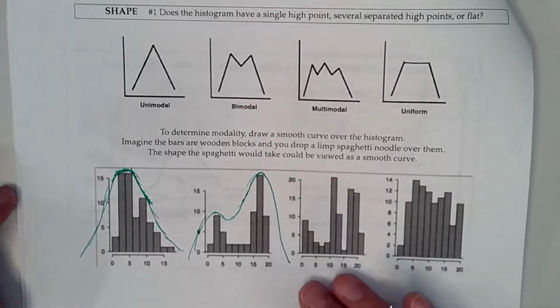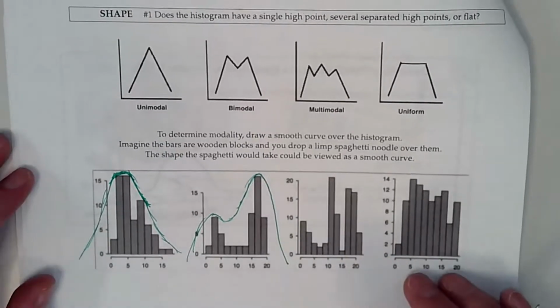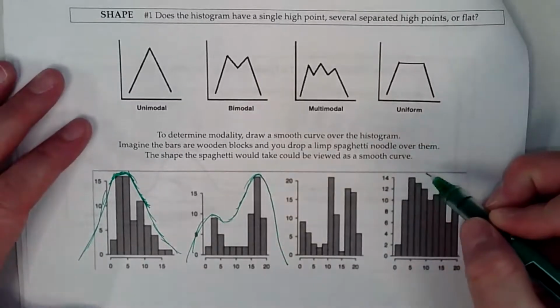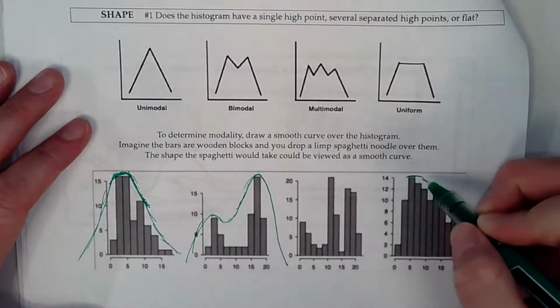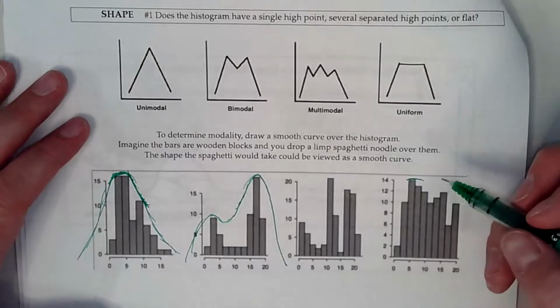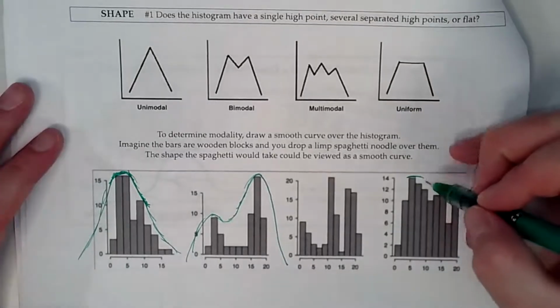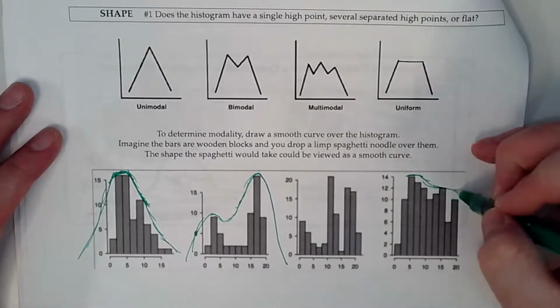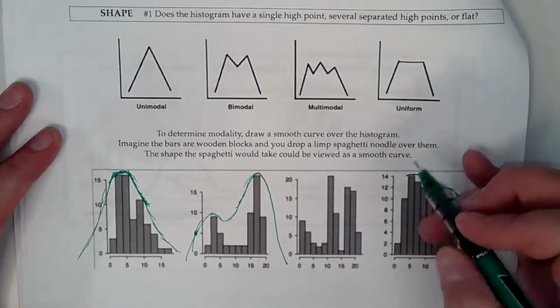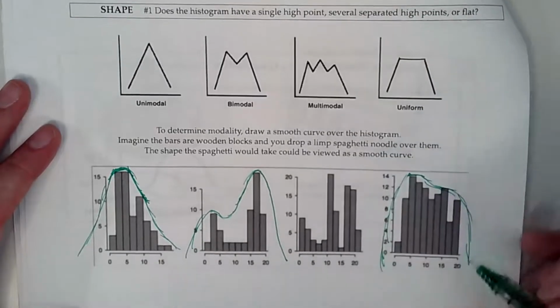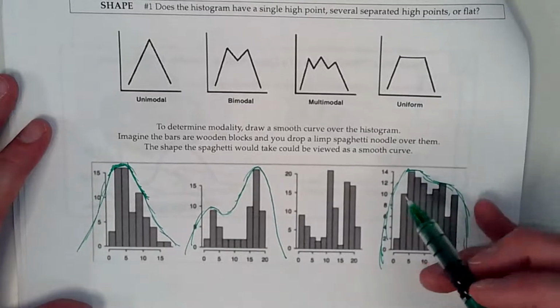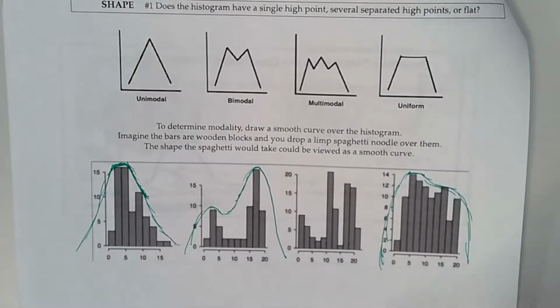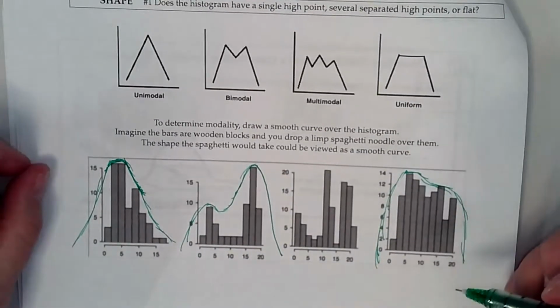I'm going to actually skip this third one for a minute. We'll look at this one. So if I start that spaghetti at the high point, remember that's cooked spaghetti, so it has a little bit of bend to it. It's probably going to come across here and kind of fall off this side, and then it'll fall off this side. So this isn't perfectly uniform, but this is pretty close to uniform. I'd probably call this one uniform.